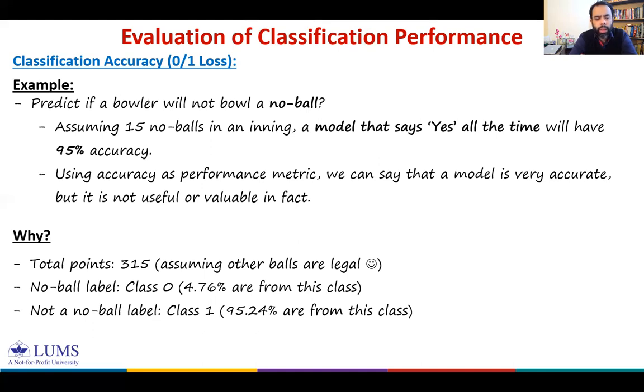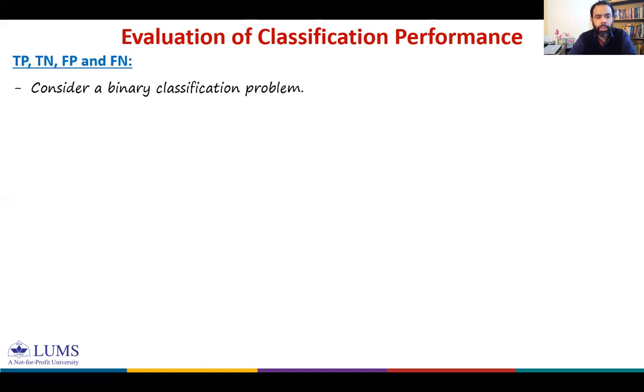Okay, to handle this, we'll define the terms true positive, true negative, false positive, and false negative. You often hear these terms when you study the literature of machine learning, but let's formally define what we mean by these four quantities. To understand these four terms, we consider a binary classification problem. In fact, they're only defined for a binary classification problem. In a binary classification problem, we have this data set.